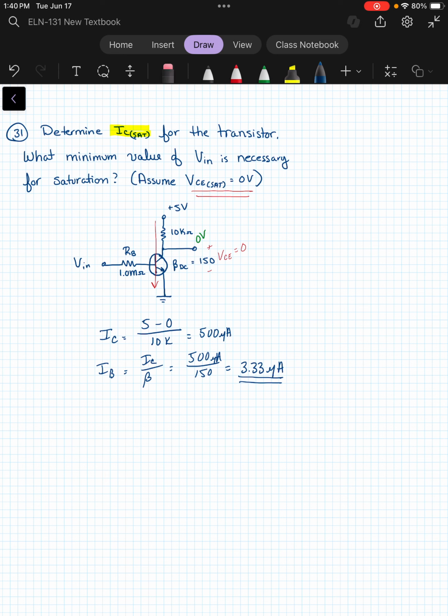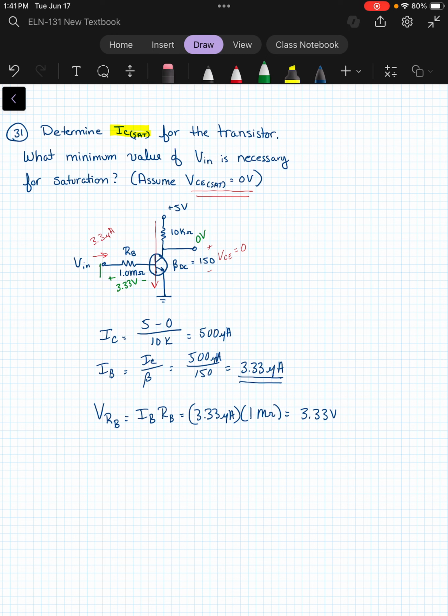Now, if we had 3.33 microamps of current coming in at the base, that's going to tell us what this voltage drop needs to be. So to find that, the voltage drop across RB, I'm going to take IB and multiply by RB. So that 3.33 microamps, we would multiply that by 1 mega ohm. And that's going to give us about 3.33 volts right here.